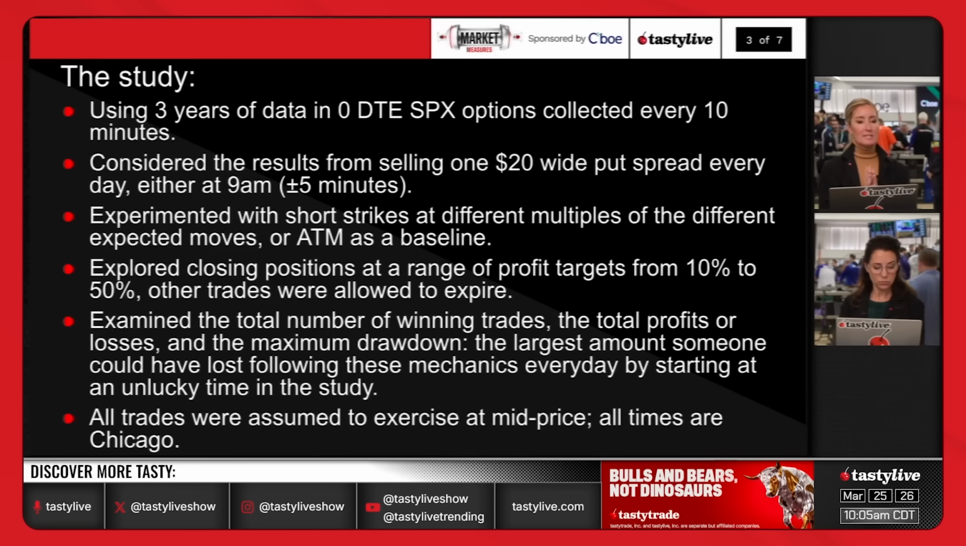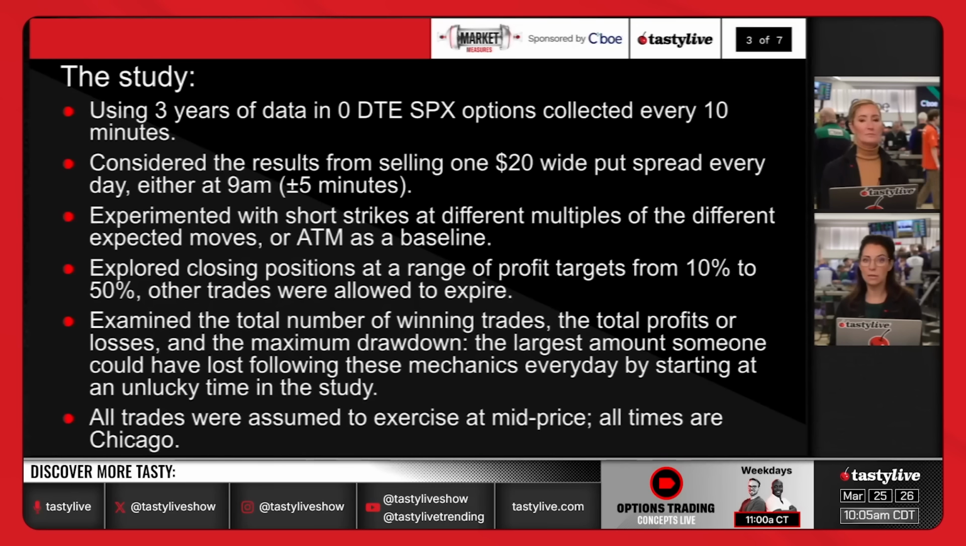Explored closing positions at a range of profit targets from 10 to 50, and other trades were allowed to expire. Examine the total number of winning trades, the total profits or losses, and the maximum drawdown. The largest amount someone could have lost following these mechanics every day by starting at an unlucky time. So when you see that drawdown, that's not from one trade. That's if you had multiple losses in a row.